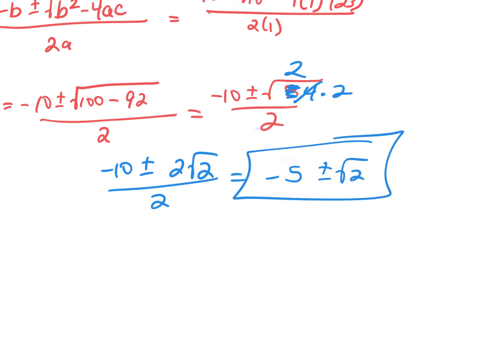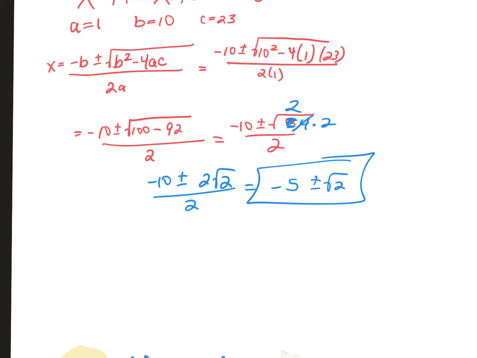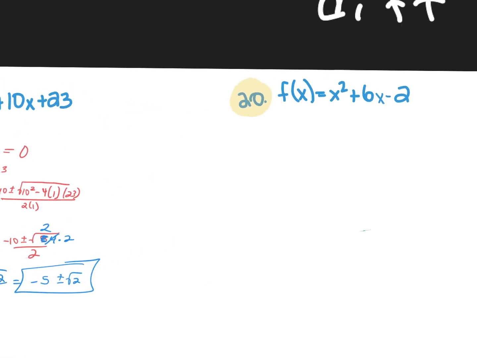Are they pretty? No. But those are 2 specific spots on the x-axis at negative 5 plus root 2 and at negative 5 minus root 2. All right. Scooting along, scooting along, scooting along.